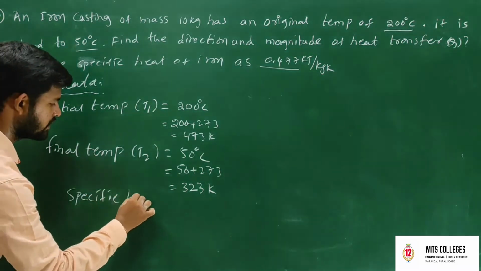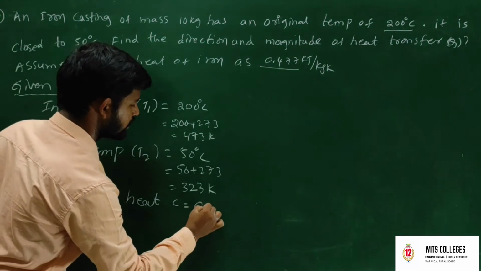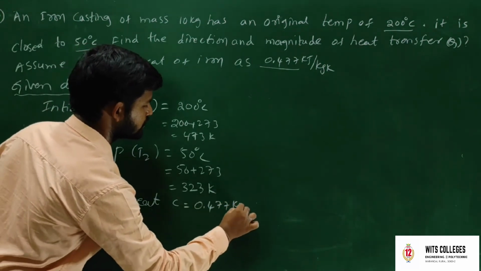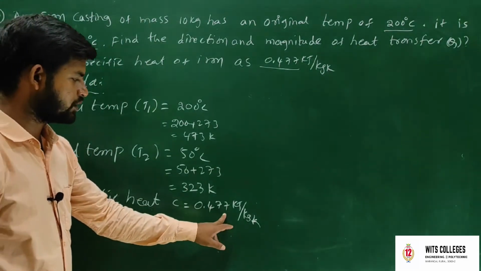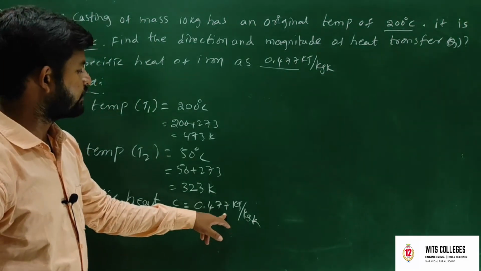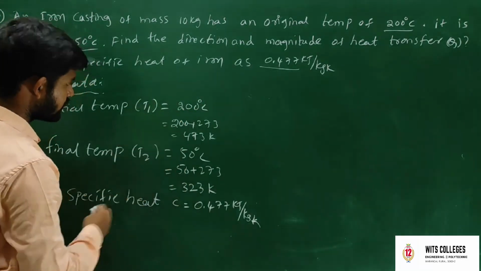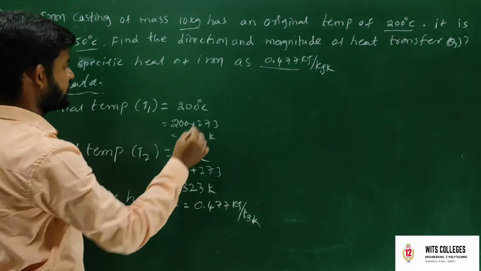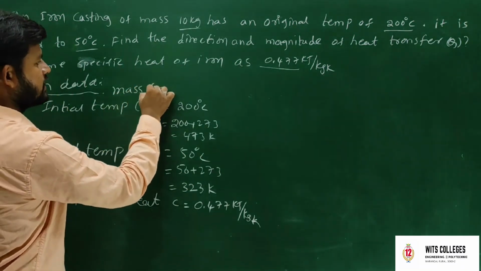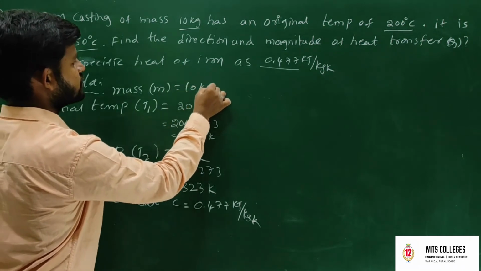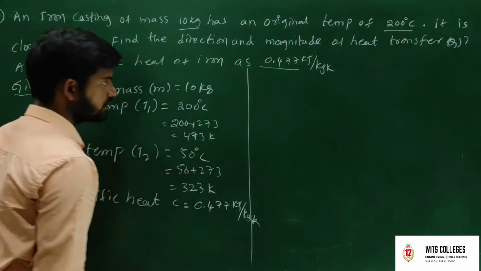Specific heat C is given as 0.477 kilojoule per kg Kelvin. Next, we have to find the heat. The mass is also given: M equals 10 kg of iron. These are all the information given in this problem.